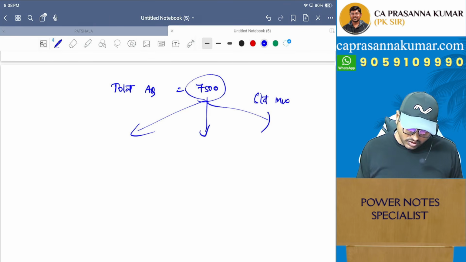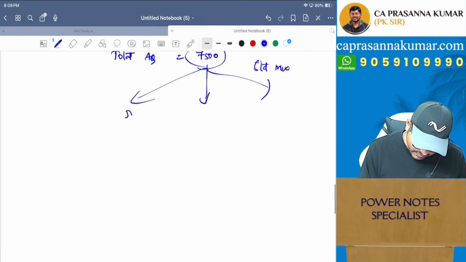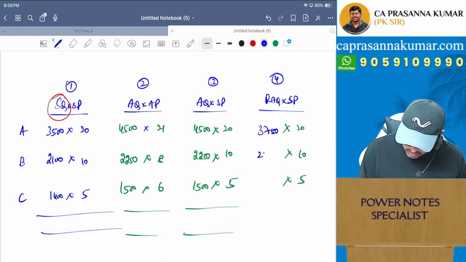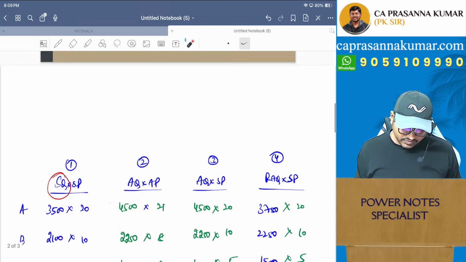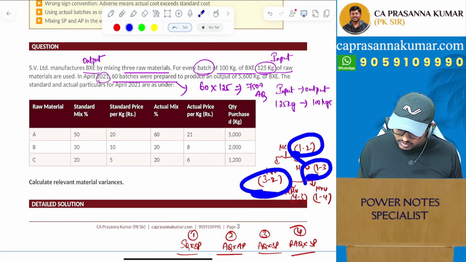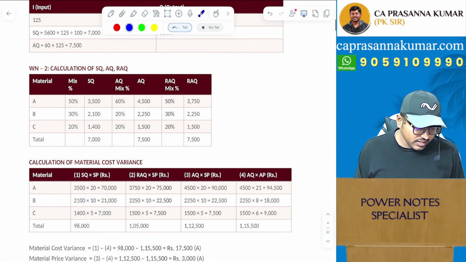This should be rewritten in standard mix or standard proportion. That becomes RAQ. What is standard mix? We already know. 50%, 30%, 20%. So 50%, 30%, 20%. How much you get? 3750, 2250, 1500. That's all. So I've got 1, 2, 3, 4. You know the formula, right? 1 minus 2, 3 minus 2, 1 minus 3, 4 minus 3, 1 minus 4. That's all. Job is done. Chalo. Is that clear, everybody? Fantastic. Now let's move on to the next question.